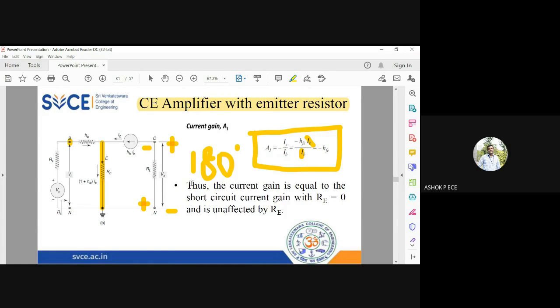So this current gain does not depend on RE. It is minus HFE only. So even if you have RE or if you don't have RE, this current gain is going to be minus HFE only. So it's clear.